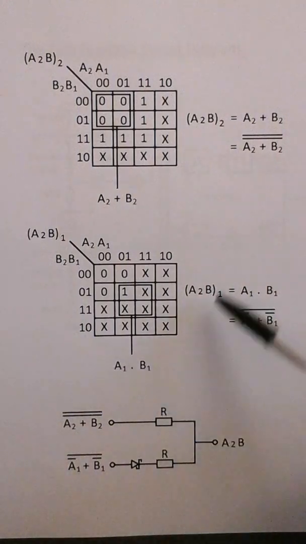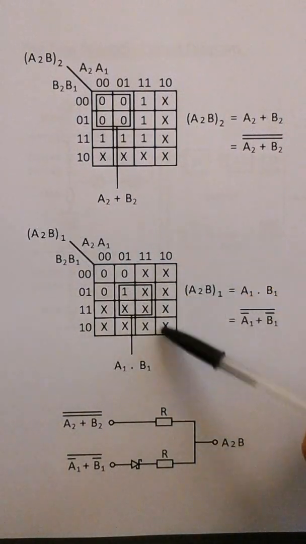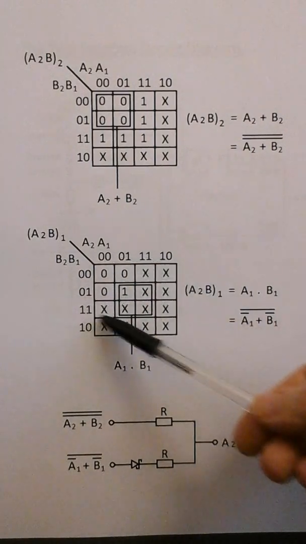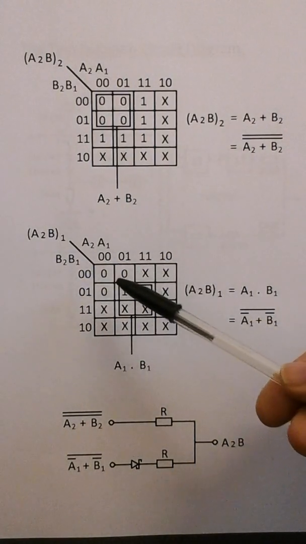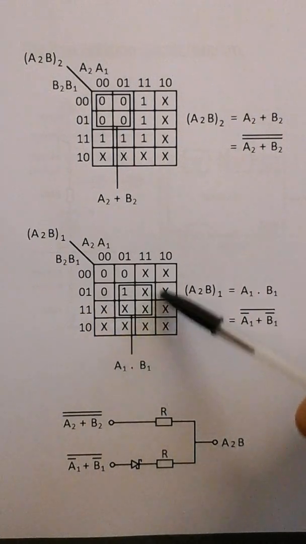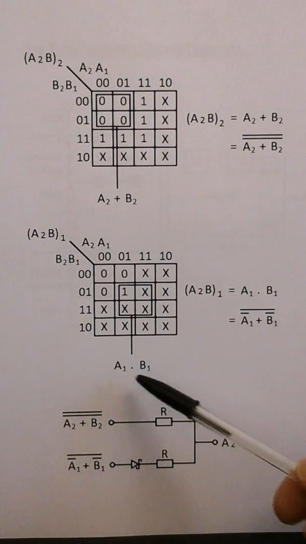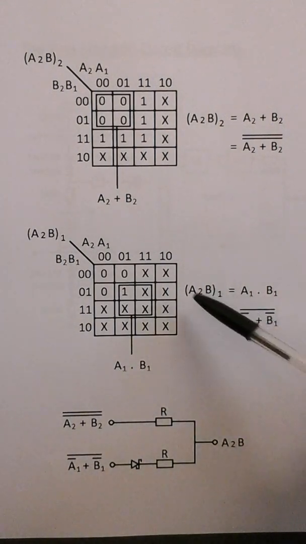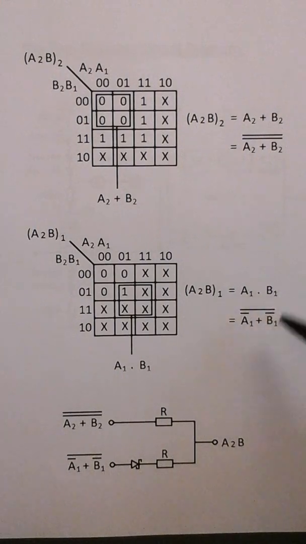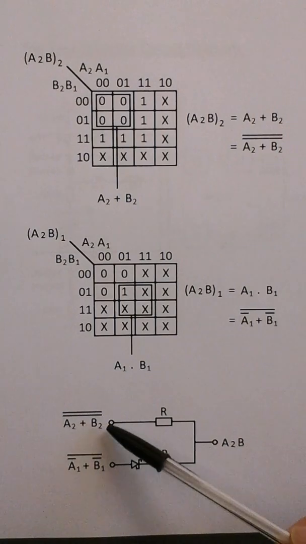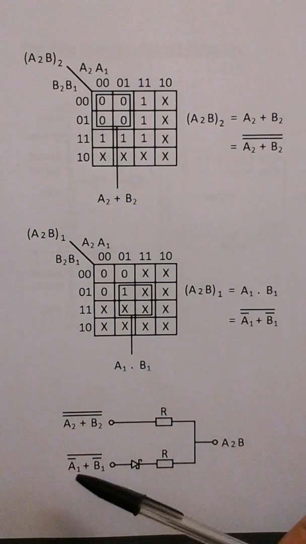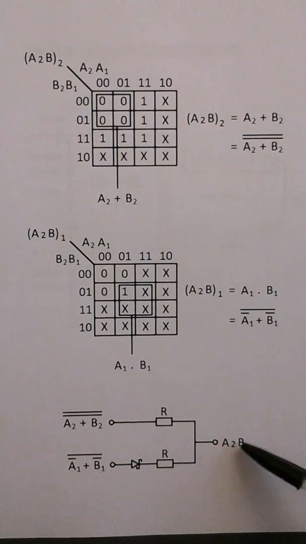So here we have A2B1. Again, can't happen states here. 9 entries in the Karnaugh map, and I'm looping this group of ones here and treating these X's as ones. So that's A1 and B1. And so A2B1 is A1 and B1. I'm going to use De Morgan's theorem to change this AND into a NOR. So that's not A1 NOR not B1. So here we have F2 here on the diode resistor output network, and here we have F1. This is A2B, this is F.